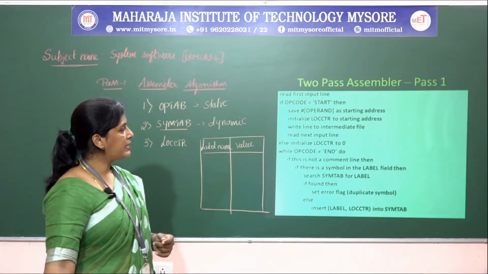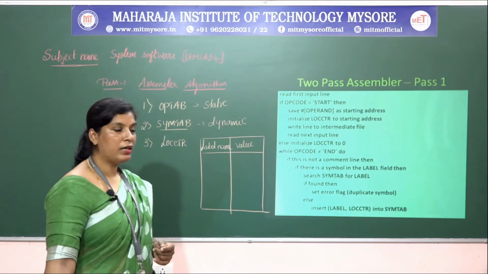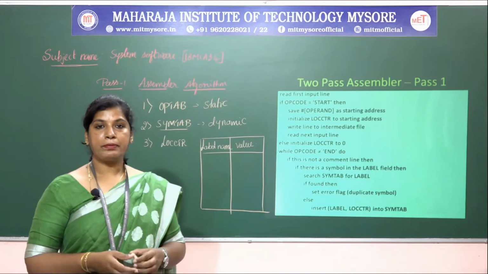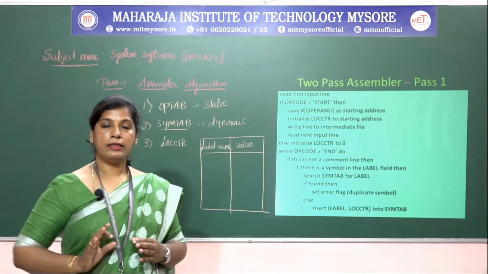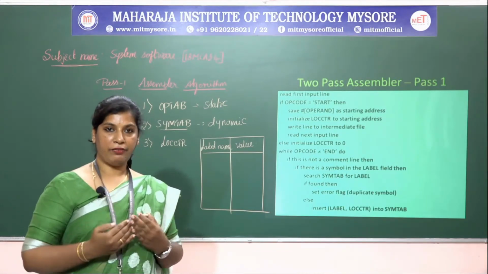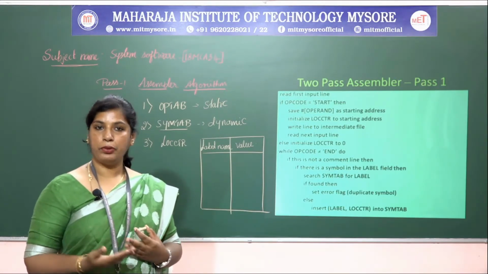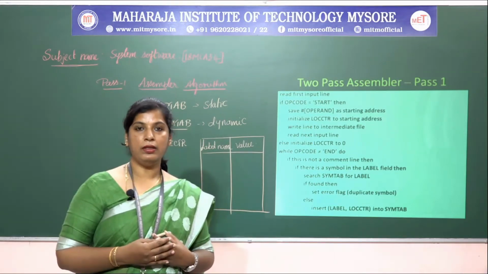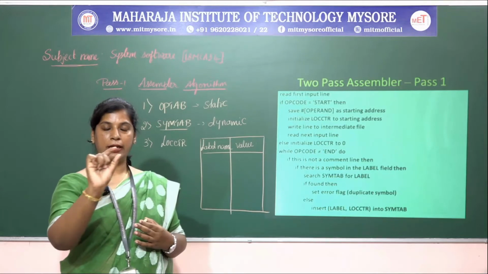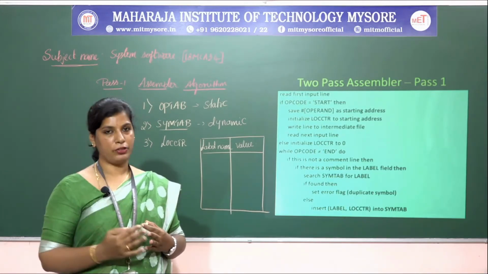Now I want to explain the pass 1 assembler of the 2-pass assembler. It is very important, but a simple thing. The only concept is, when we give a source program as input to the pass 1 assembler, first it scans the entire program line by line in sequential manner.